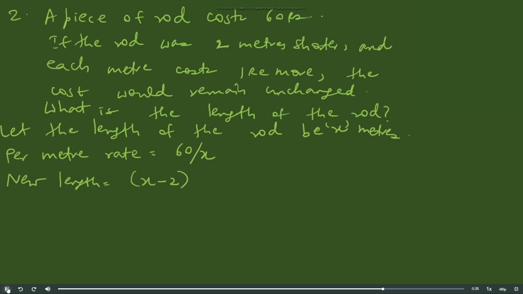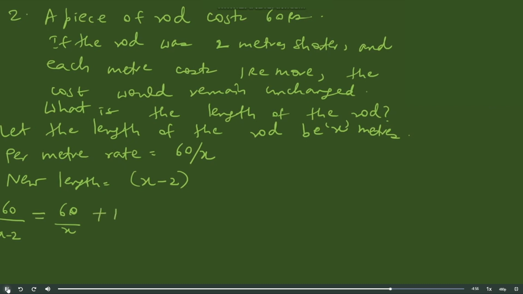Okay. Now, they are saying that each meter costs 1 rupee more. Per meter cost now is 1 rupee more. That means what was it earlier? It was earlier 60 by x per meter. Now the total cost is still the same. Total cost is 60 by the total number of meters, x minus 2. This per unit cost is equal to the original cost plus 1.